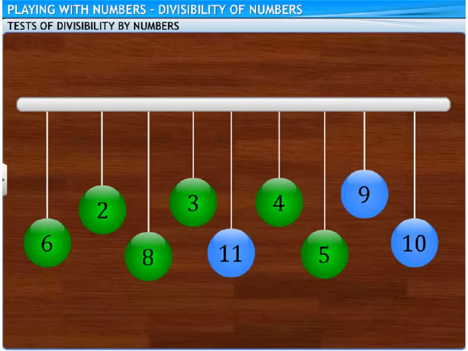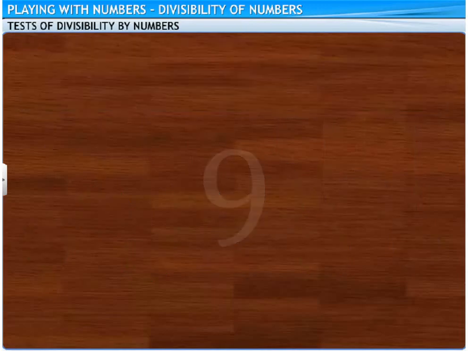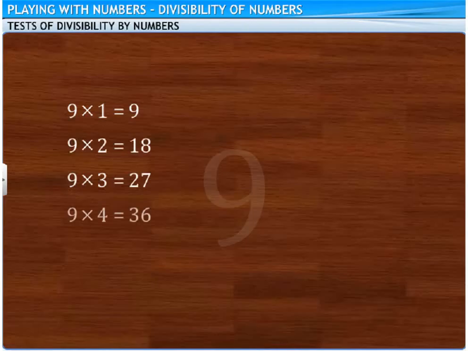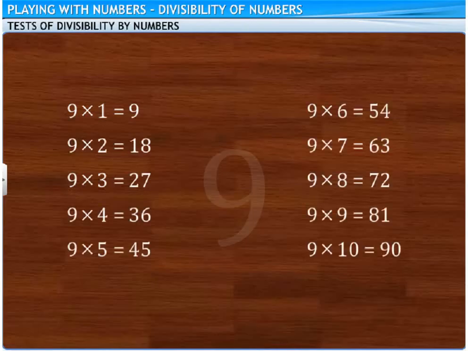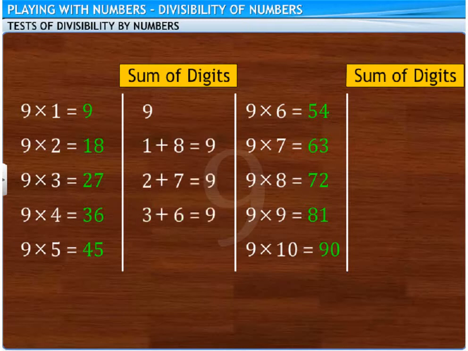Now, let us look at the test of divisibility of numbers by 9. Look at the multiplication table of 9. The highlighted numbers are multiples of 9, and hence divisible by 9. Now, look at this interesting pattern. Note that the sum of the digits of each multiple of 9 is divisible by 9.